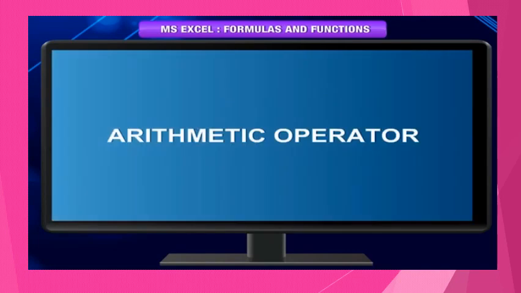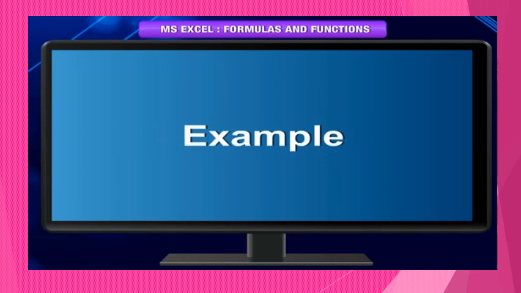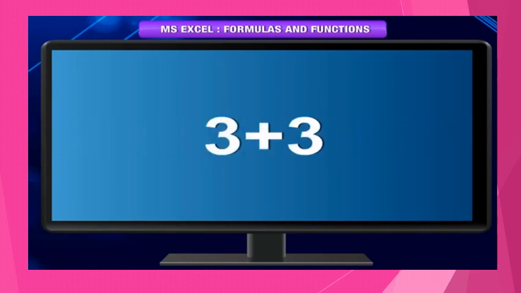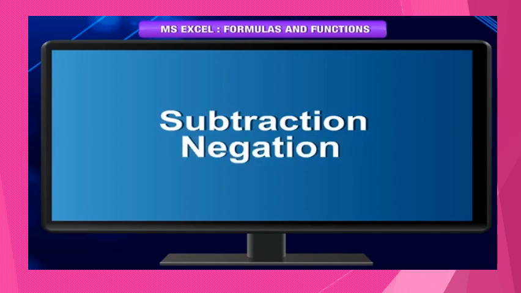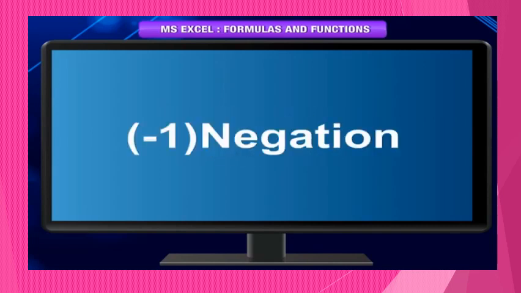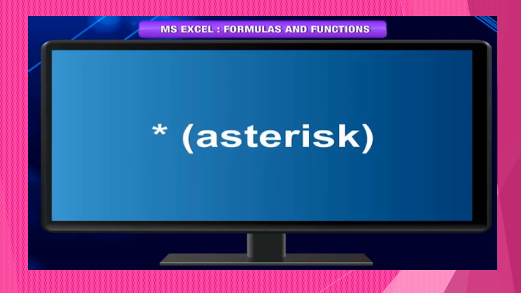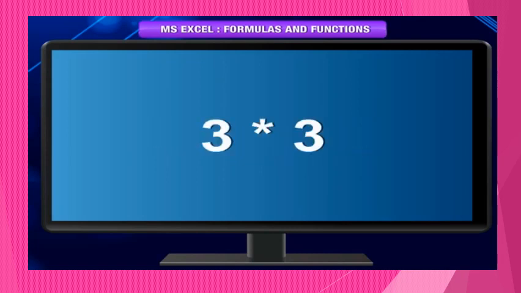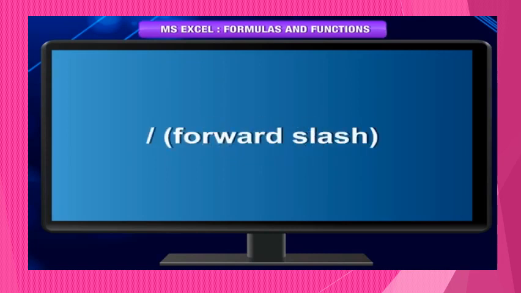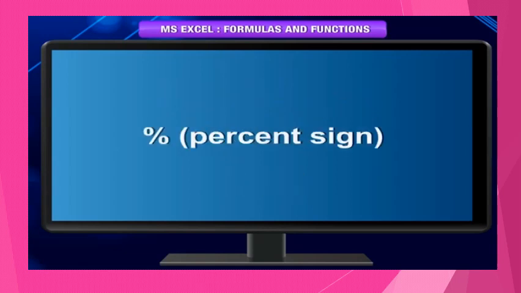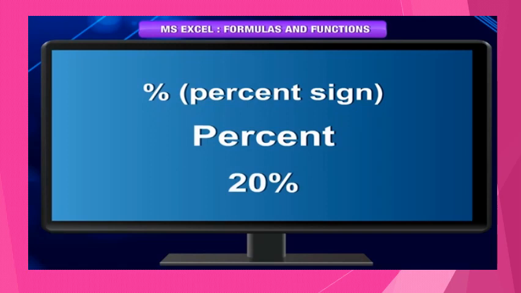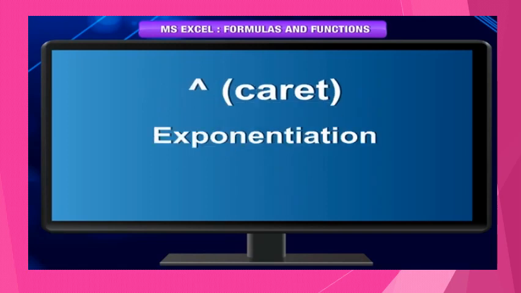Arithmetic operator, meaning, example: plus sign, addition, 3+3; minus sign, subtraction or negation, 3-1, -1; asterisk, multiplication, 3*3; forward slash, division, 3/3; percent sign, percent, 20%; caret, exponentiation, 3^2, 3 raised to the power 2.